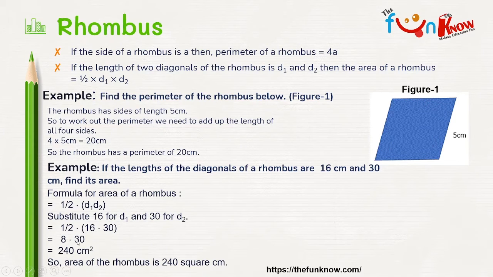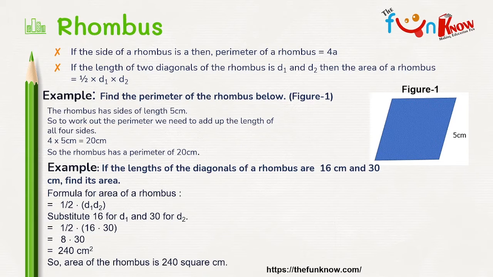So now 8 into 30, the answer is 240 centimeters square. So the area of rhombus is 240 centimeters square. Remember, you can also call it a square centimeter. So this is how the rhombus will be working.